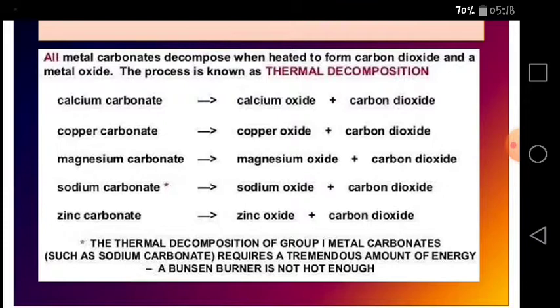gas is released. Dear students, remember this point: the thermal decomposition of group 1 metal carbonates such as sodium carbonate requires a tremendous amount of energy. A Bunsen burner is not enough to break down or decompose the group 1 metal carbonates, except lithium.